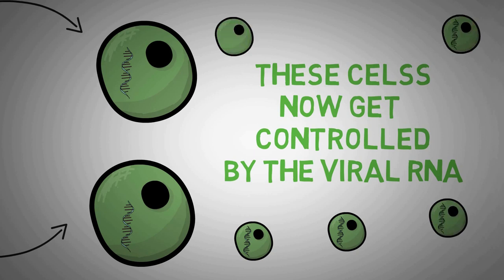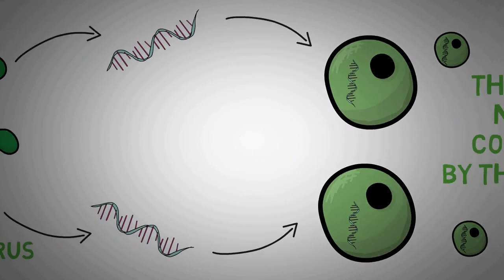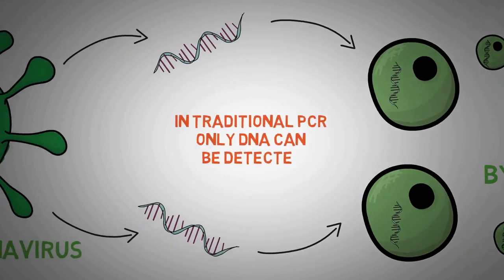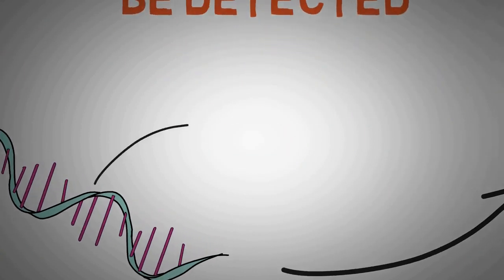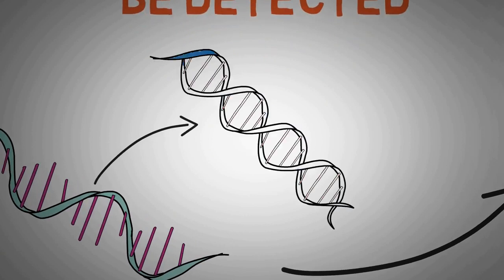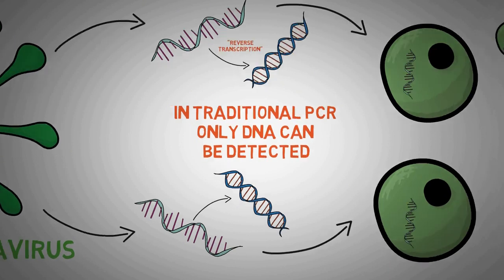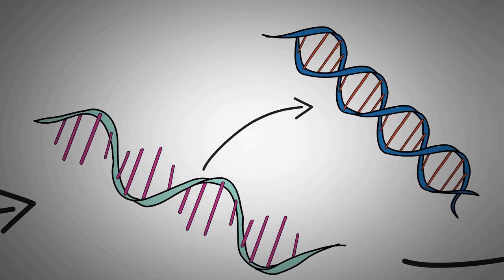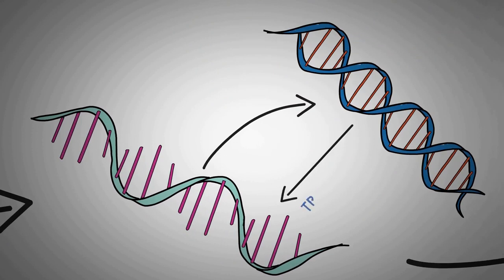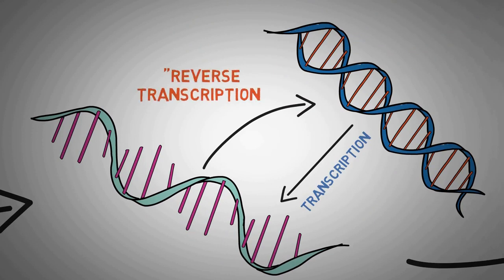Well, this presents a problem for the traditional PCR, because in the traditional PCR only DNA can be detected or copied. In order for a virus like the coronavirus to be detected by the PCR, scientists need to convert the RNA to DNA. This is a process called reverse transcription. If you remember, the process of copying of DNA to RNA was known as transcription, hence the process of using RNA to form DNA is known as reverse transcription.